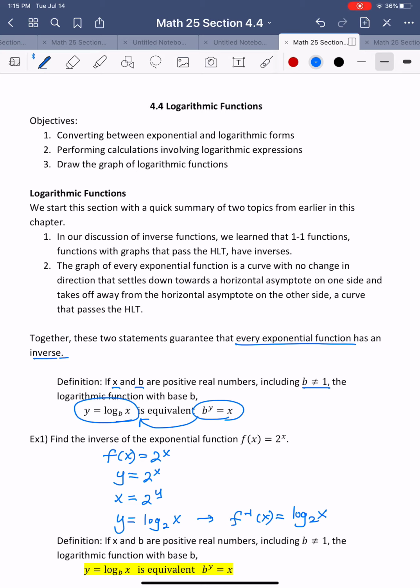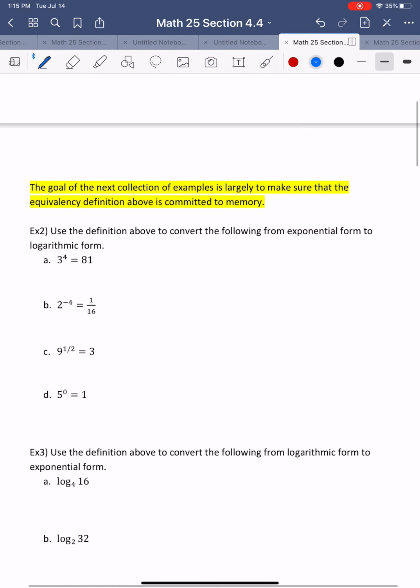Which means these are the inverse of each other, and these are actually the same. Of course, these two are the same too. So f of x is the same as y, but once you interchange x and y, it becomes the inverse function. So definition: if x and b are positive real numbers, and b is not equal to 1, the logarithmic function with base b is the equivalency I introduced on the top. All right, next page, please.